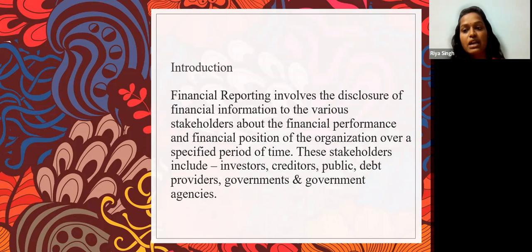So basically, what is this financial reporting? The report is used to disseminate the information regarding the company's or the organization's financial performance and financial position to the interested parties. Now, what are those interested parties? For any company or organization, there are interested parties like investors, creditors, public, debt providers, government, and government agencies in various roles. In the objective, we will discuss how it is important.